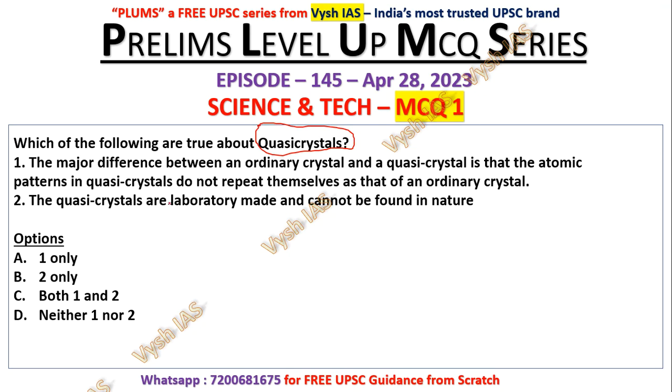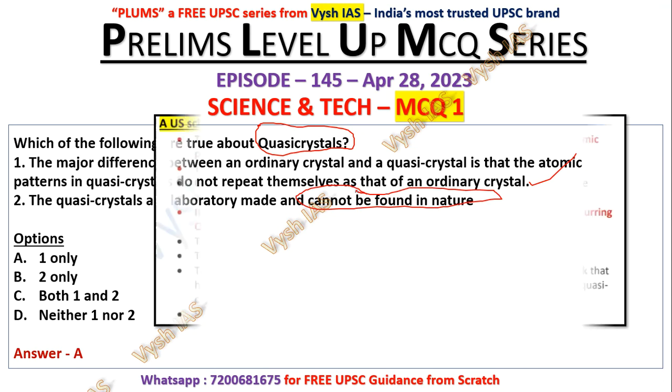So here the answer will be A, 1 only, because this is the exact definition. The atomic pattern does not repeat itself as in an ordinary crystal, and here they are saying laboratory made and cannot be found in nature. This part is wrong. It can be laboratory made, and it can also be rarely found in nature. So saying cannot be found in nature is wrong, and the answer is 1 only.